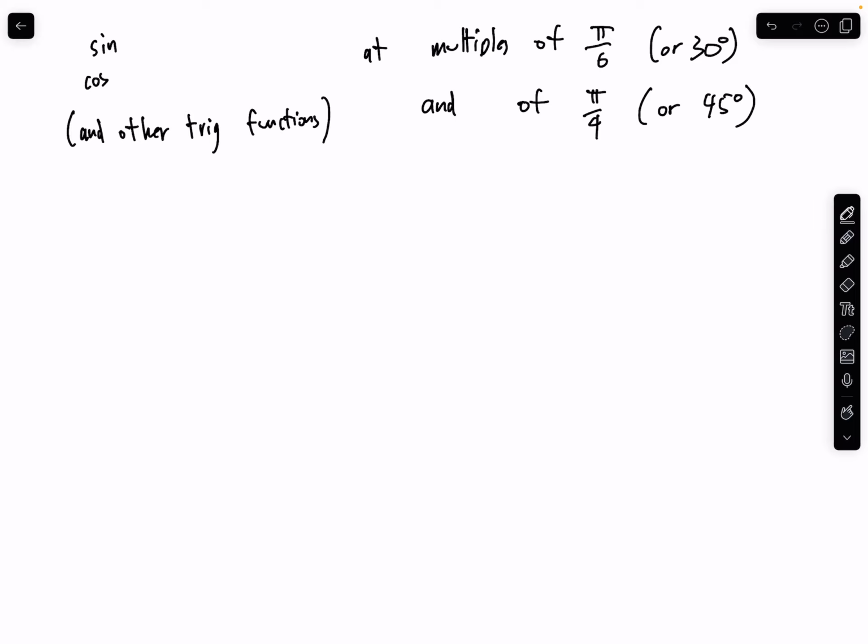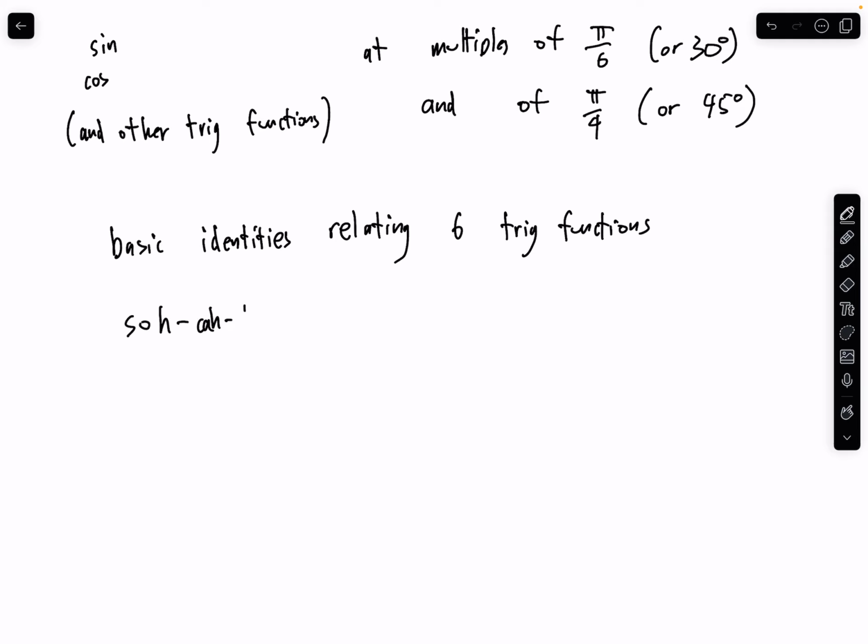Okay, you also want to know basic identities, and in particular relating the 6 trig functions. You also want to know SOHCAHTOA. Well, if you don't know what that is, then we'll recall it. But I kind of feel like that's one of those things that you never forget. SOHCAHTOA, and also just a couple of extra identities.